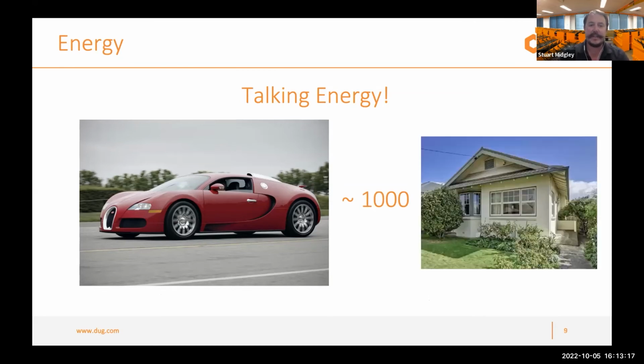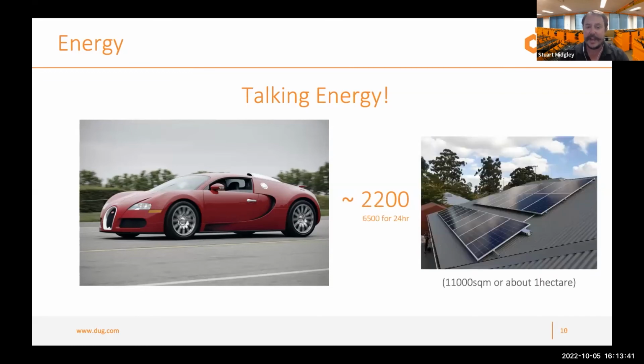Another perspective is the Bugatti Veyron is equivalent to about 1,000 households worth of energy. So I jumped onto one of the energy sites in Australia and worked out from some of their stats the approximate average energy, 24 hours a day, 7 days a week, a household uses. And so 800 kilowatts is about 1,000 households, which works out 800 kilowatts needs about 2,200 solar panels. Or if you want to run 24/7, about 6,500 solar panels.